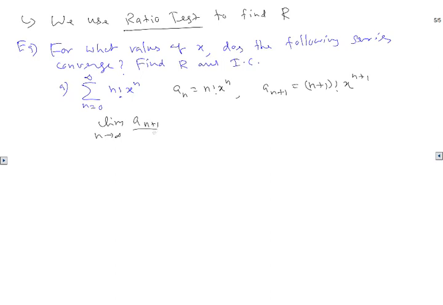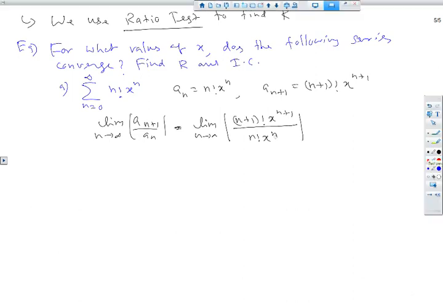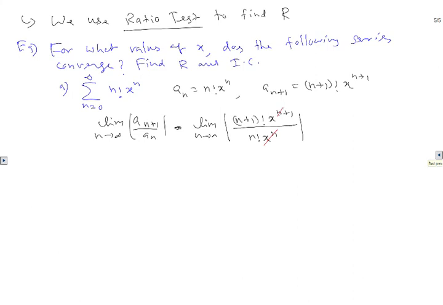So the limit of the absolute value of a_(n+1) over a_n. The absolute value is really important in this case. Now we plug in. We get the absolute value of (n+1) factorial x to the n+1, divided by n factorial x to the n. Once you do that, there will be a lot of cancellation going on. For example, x to the n cancels with this x to the n. And then what we normally do is write the factorial in an expanded, nice way.